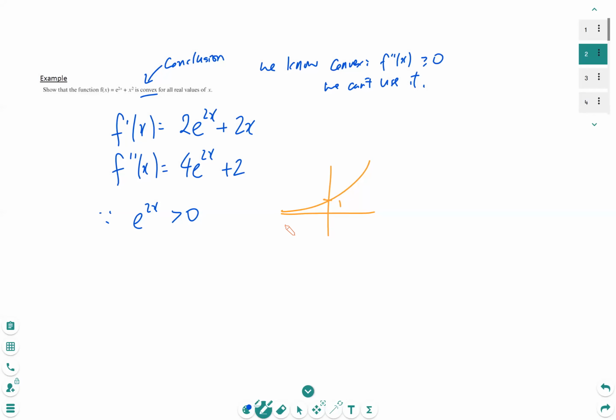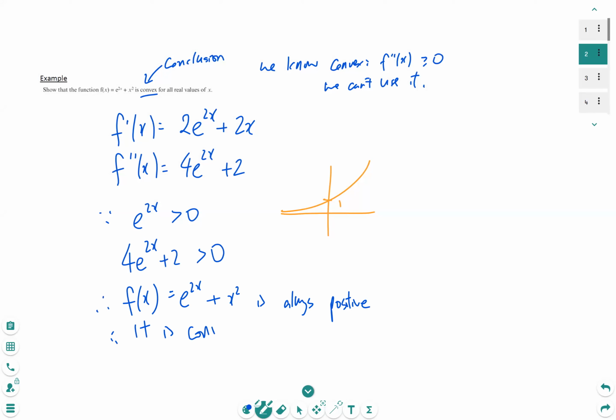This is a fact, not a conclusion. It's like 1 is always greater than 0, or 1 plus 1 is always 2. This is a mathematical fact. So because e to the power of 2x is greater than 0, if you multiply by 4 and add 2, that's definitely greater than 0 as well. Therefore, the second derivative of f of x equals e to the power of 2x plus x squared is always positive. Therefore, it is convex for all values of x.